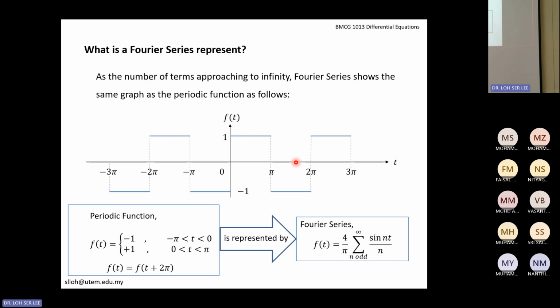So if you sketch this Fourier series using infinite terms, you will get the same graph as this periodic function. Basically, they represent the same graph. Next we will look at how to represent the periodic function as a Fourier series.